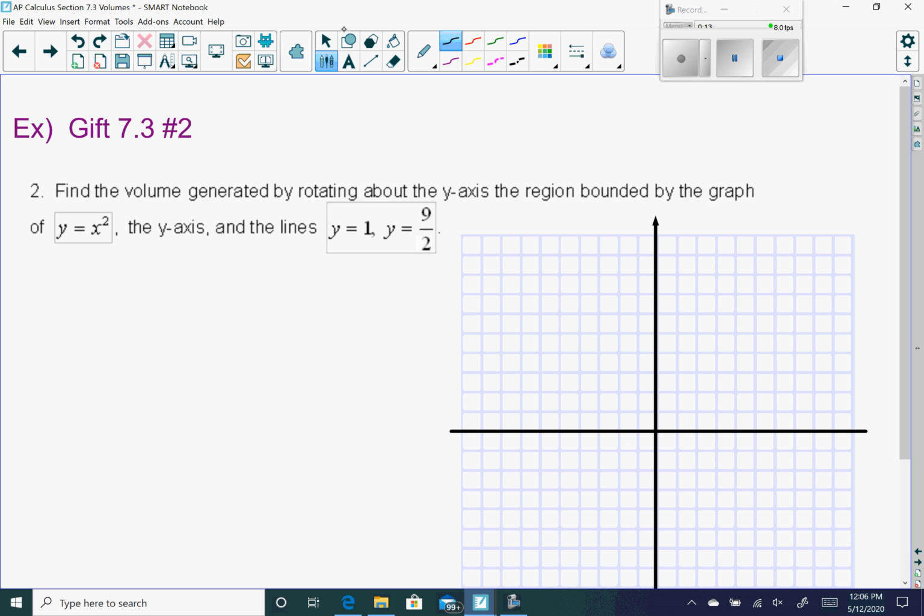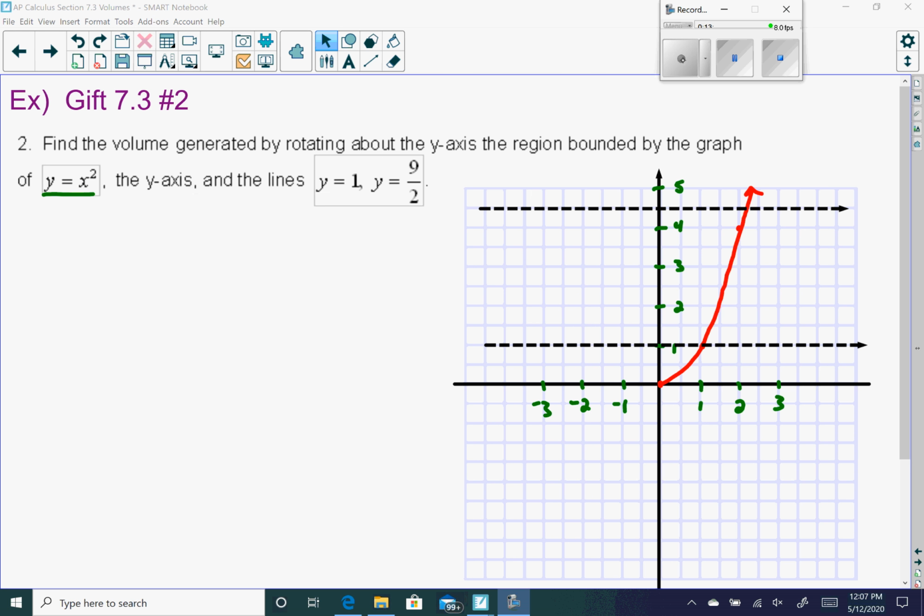Now, because we're rotating about the y-axis, you're going to draw this on both sides. You could just draw the right side of 0, and then it will reflect over the y-axis. Okay, so what I have graphed so far is just the right side of our parabola for right now, just to show when we go to reflect it to the other side. Then I also have the 2 horizontal lines for y equals 1 and then y equals 9/2 or 4.5 here. So because I'm rotating this about the y-axis, I just need to reflect this over to the other side, and then draw it this way as well.